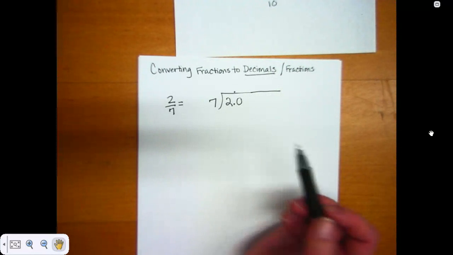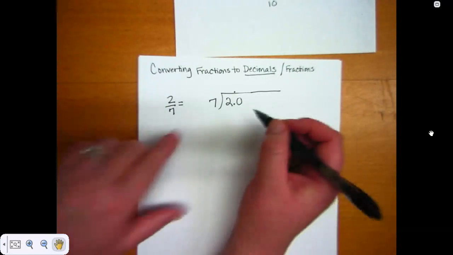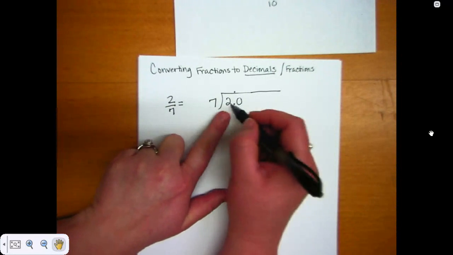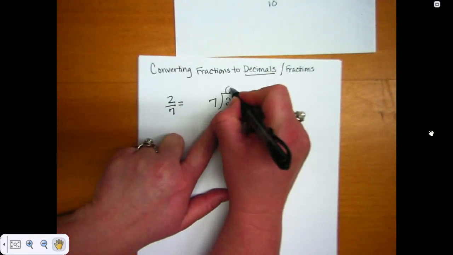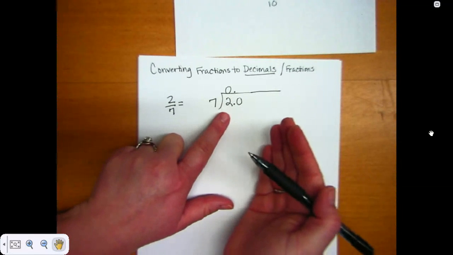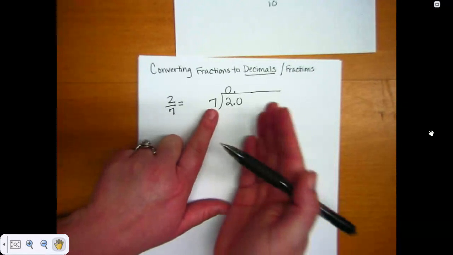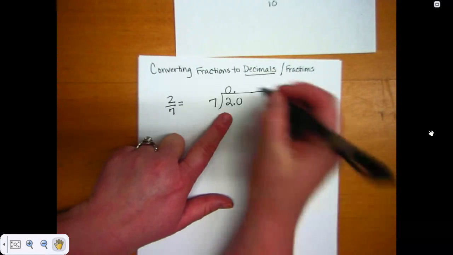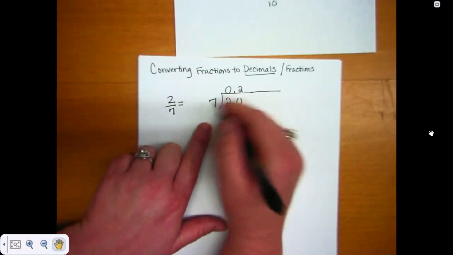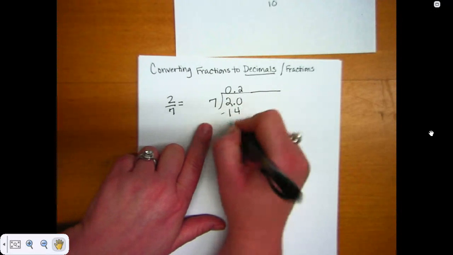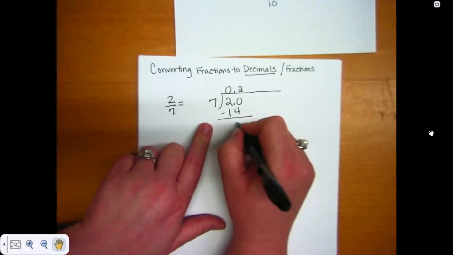7 will go into 20 2 times. Well, let's put a 0 here first. 7 won't go into 2. So we'll put a 0, and we're not going to do that 7 times 0 because we don't really need to. 7 will go into 20 2 times. 2 times 7 is 14. We subtract: 20 minus 14 is 6.